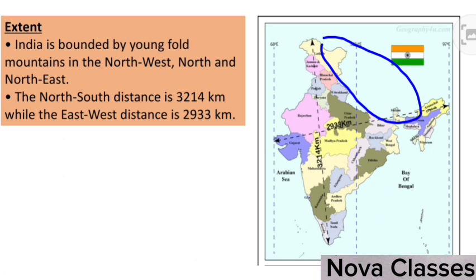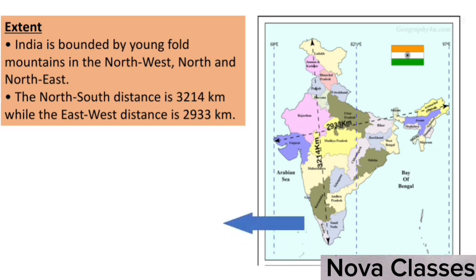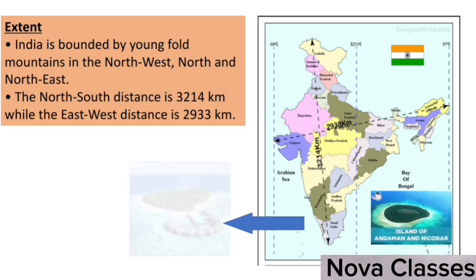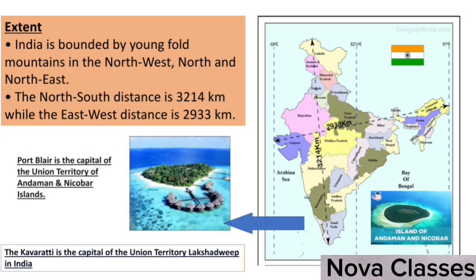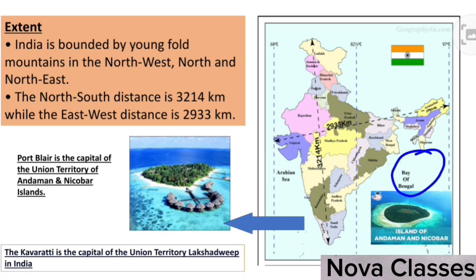And on the north side you can see that there is the Young Fold Mountain. Now we can see that is the Bay of Bengal. In the Bay of Bengal, which island is there? The island of Andaman and Nicobar. And what is the capital of Andaman and Nicobar? We can say that Port Blair is the capital of the Union Territory of Andaman and Nicobar. Okay, and after that we can see that another island is there, Lakshadweep Island.